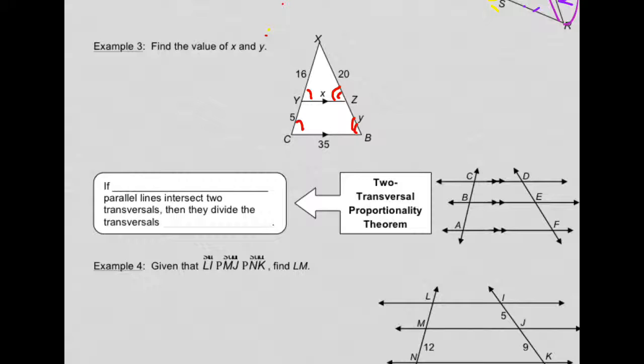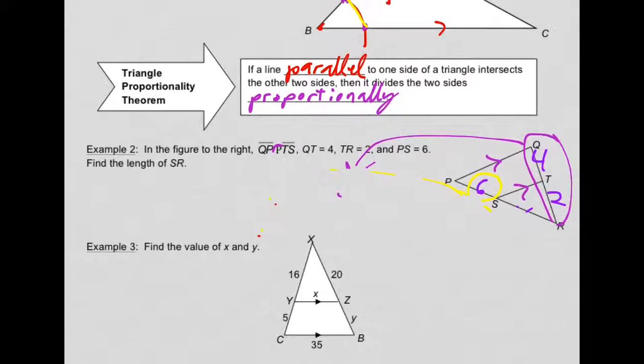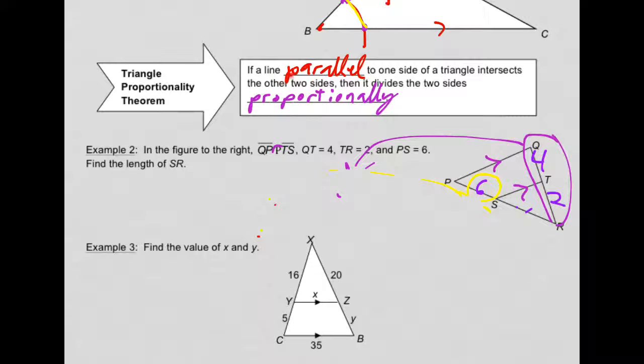Okay. So remember from the very beginning of this lesson that if a line parallel to one side of the triangle intersects the other two sides, then it divides the other two sides proportionally. We've got a line parallel to one side of the triangle, so it divides these two sides proportionally. So I can just take this side and I'll say 16 over 5, and then I'll take this side and I'll say equals 20 over y.